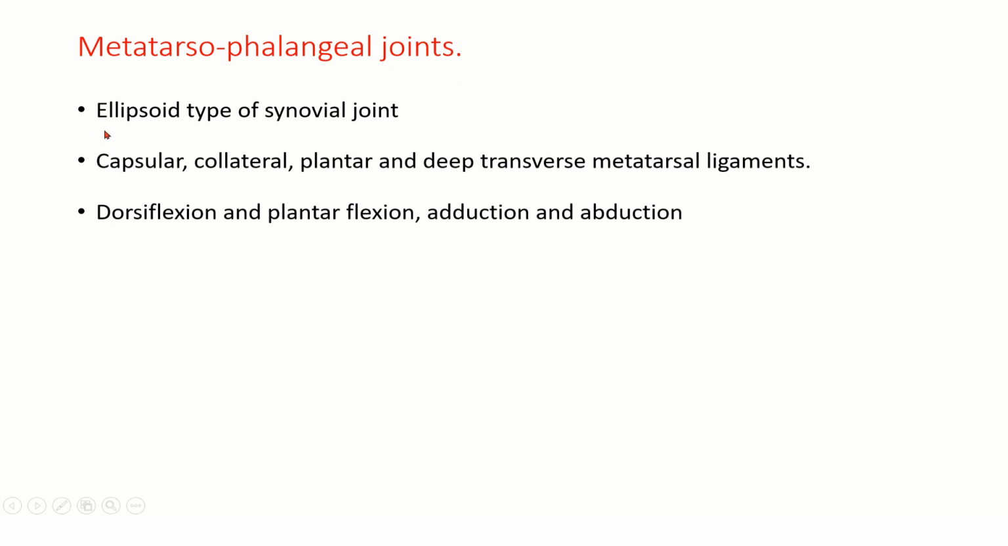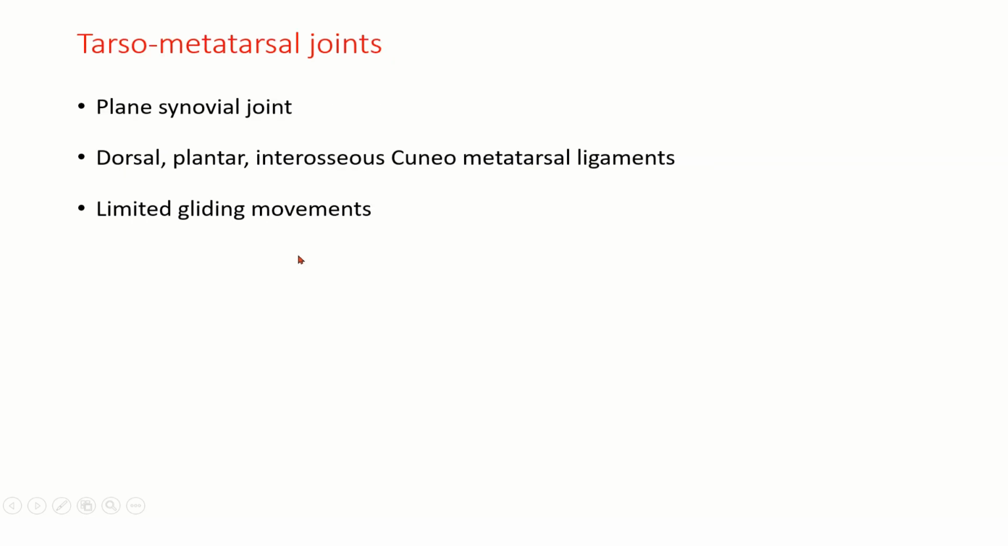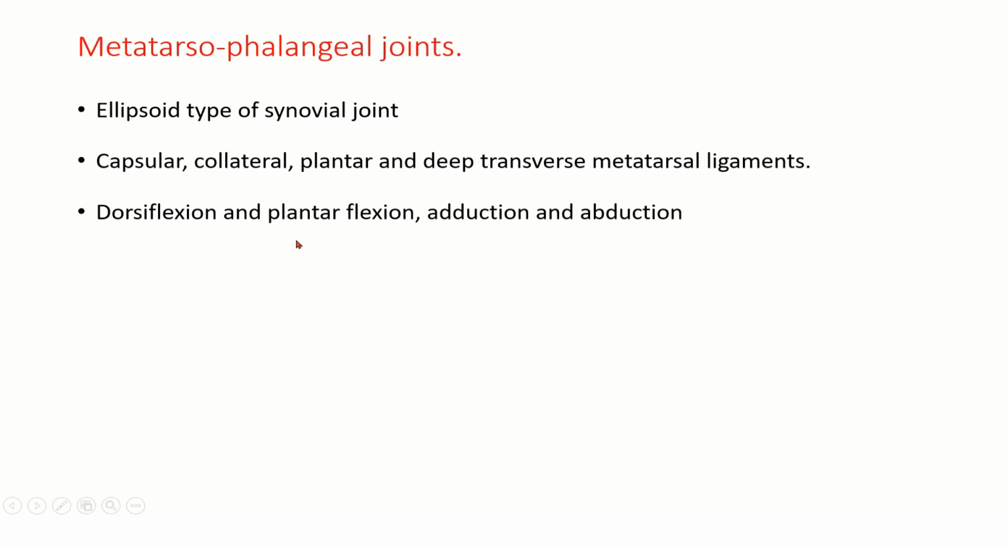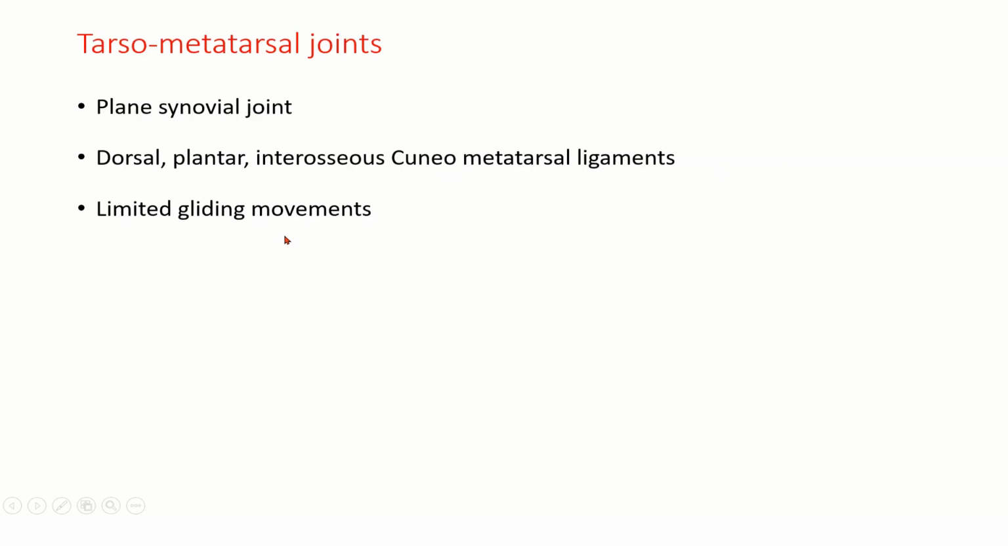Metatarsophalangeal joints, these are ellipsoid type of synovial joint. These have the capsular ligament, collateral ligaments, plantar and deep transverse metatarsal ligaments. These plantar ligaments are connected by 4 deep transverse metatarsal ligaments. Dorsiflexion and plantar flexion, adduction and abduction movements are possible at metatarsophalangeal joints. The adduction and abduction movements are with respect to the second toe.